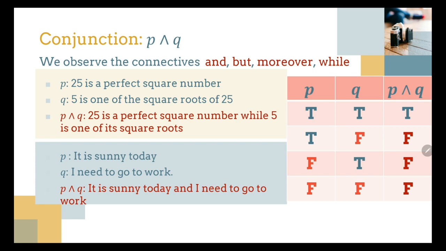For the truth value of a conjunction, if both are true, then the conjunction is true. If true, false, then the conjunction is false. If false, true, then the conjunction is false. If false, false, then the conjunction is false. If you notice, the only time our conjunction is true is if they are both true.